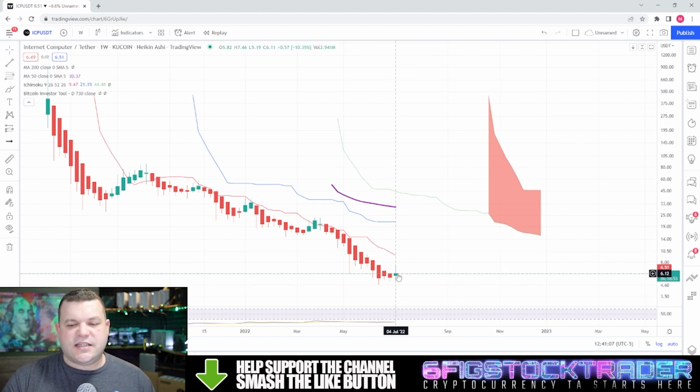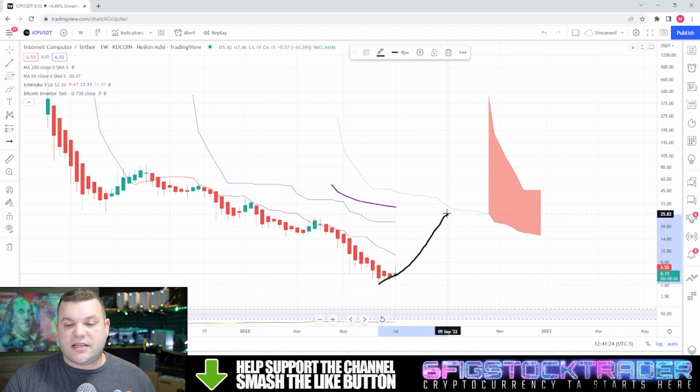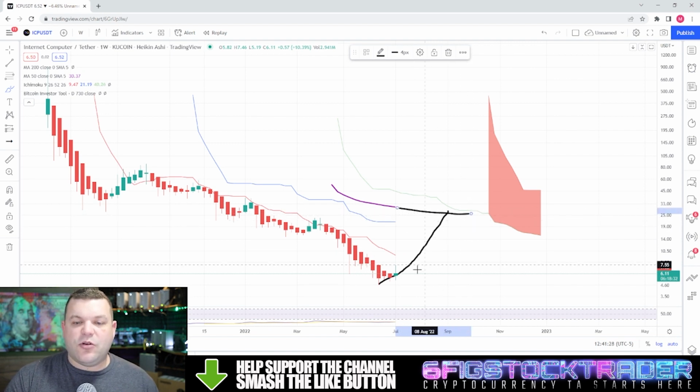So this is great to see that we've got this spinning top here, because whenever we get these nice green spinning tops, it's usually a good sign that there is a reversal, especially on the higher time frame charts like the weekly. So what's going to happen if we do get a nice little price reversal here? Well, hopefully we are going to see ICP maybe come up and test this 50 moving average.